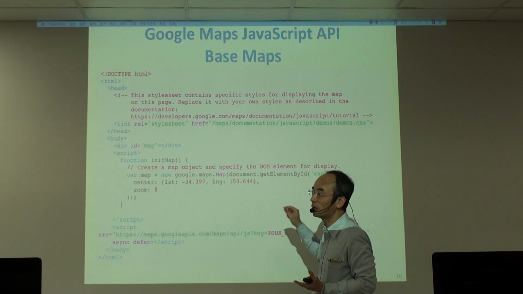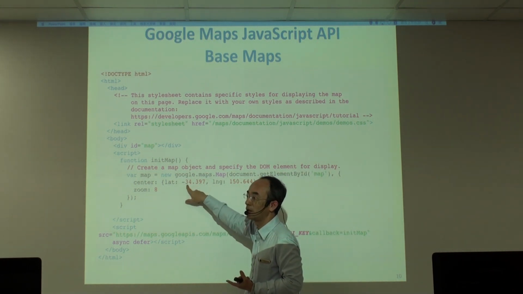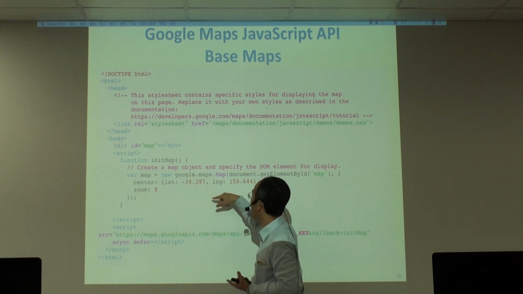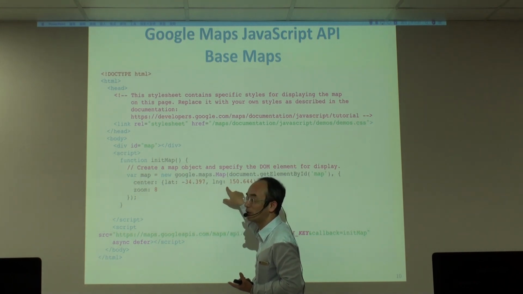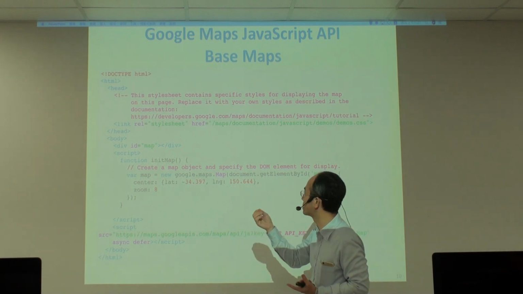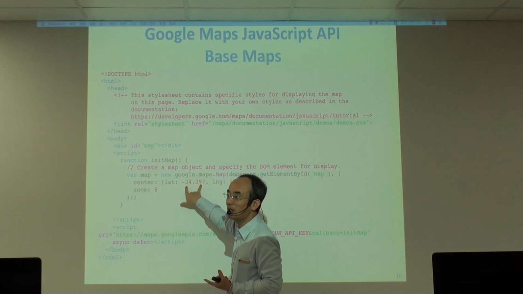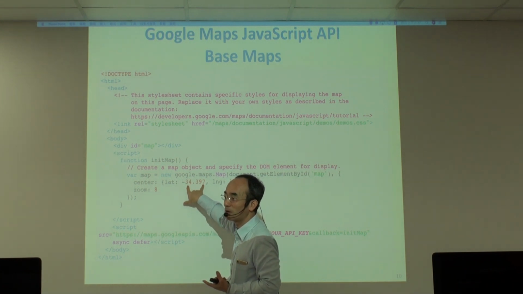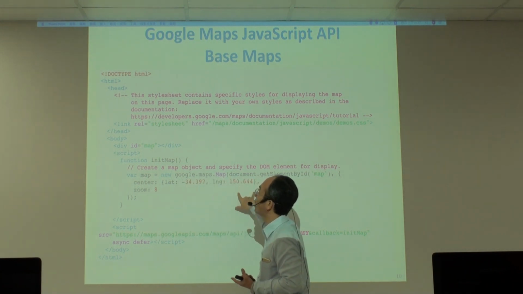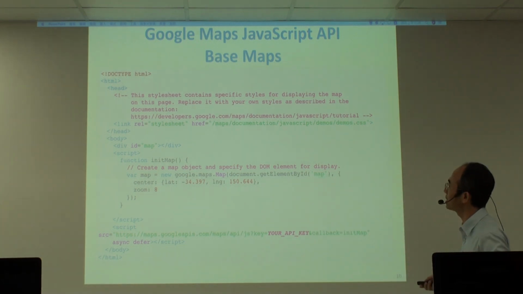And step number 3 is finding the latitude, lat and lng, of the places you would like to focus on, and then update these numbers in your apps. So this is the Google Maps JavaScript API's base map.